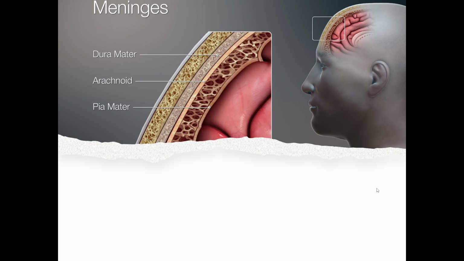So the meningeal layers are sometimes just called the meninges. Again, from the outside in, we have the dura, arachnoid, and pia mater, and they're going to sit under your skull, closer to your brain than your scalp.